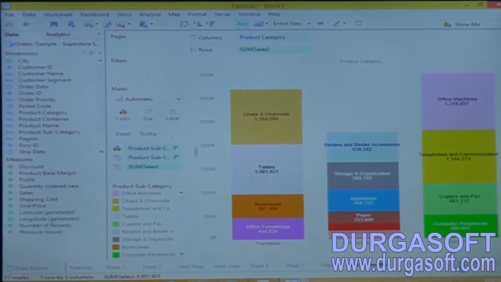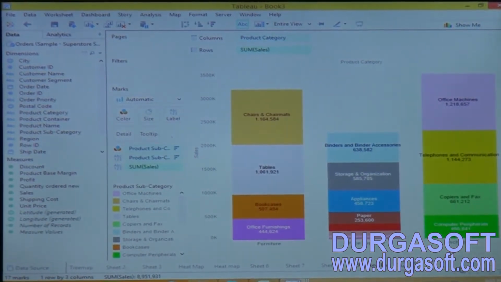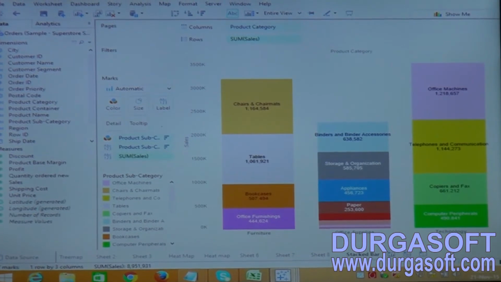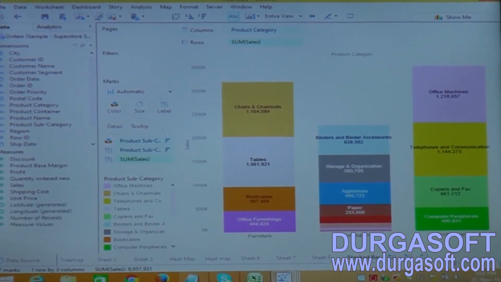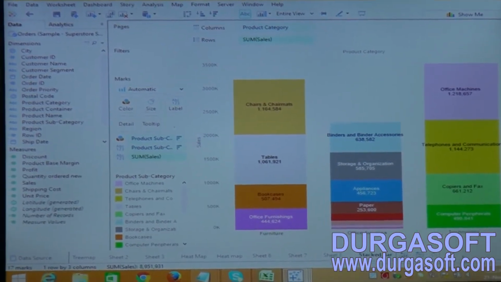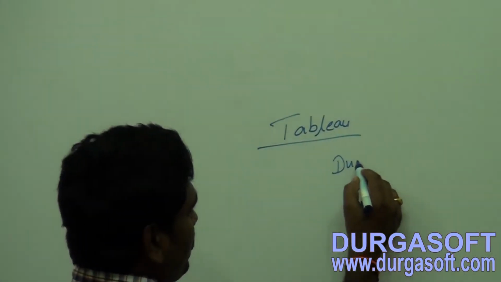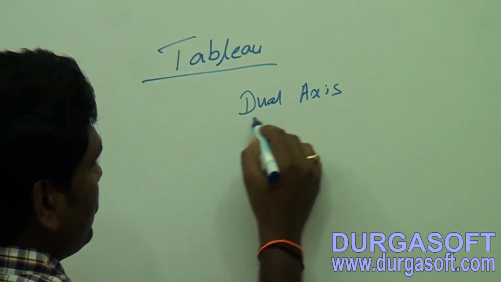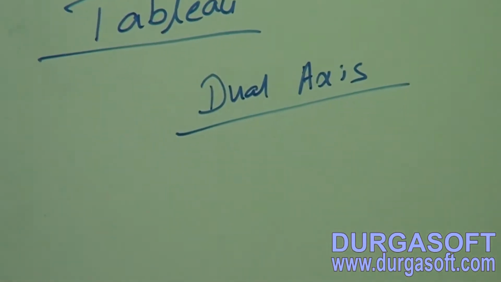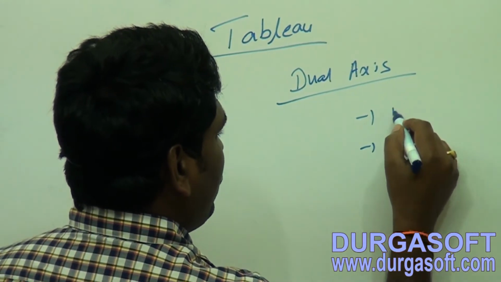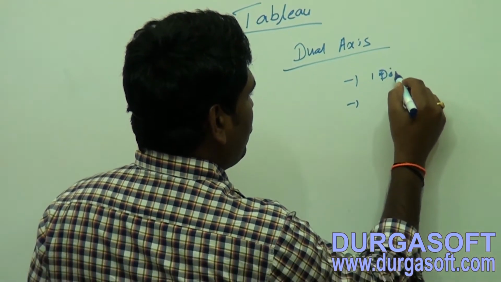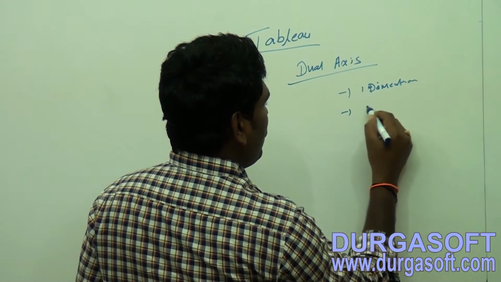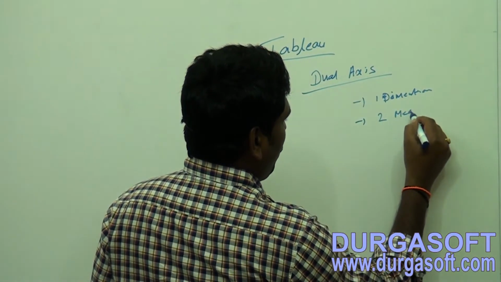Now next one is dual axis. Dual axis chart is very important, where we normally create this chart by using one dimension and two measures. That means you are representing a dimension and two measures.